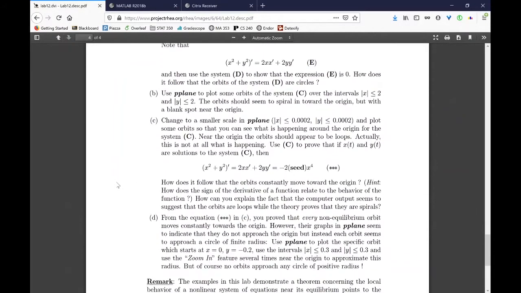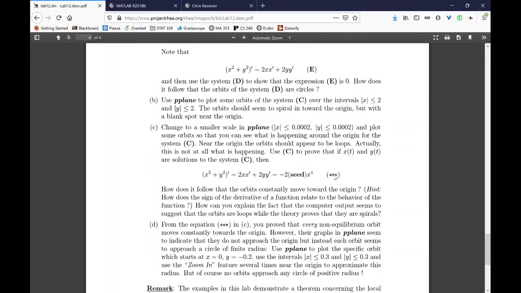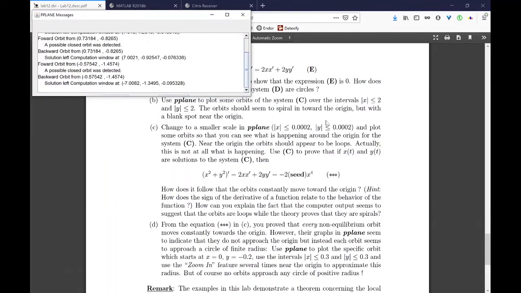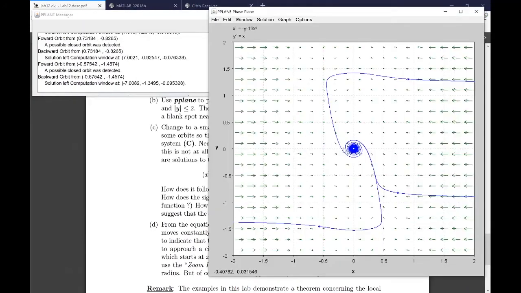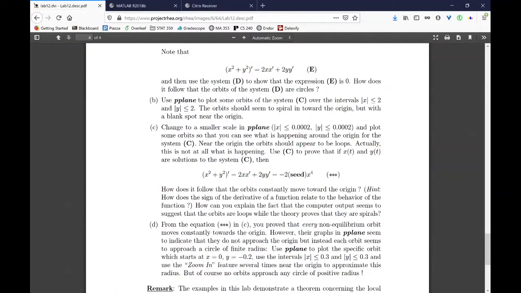So those are some systems. The orbits should seem to spiral in toward the origin, but with a blank spot near the origin. If you see right here, there does seem to be a small blank spot, right? So for C, we're going to look at it more closely, change to a smaller scale in p-plane. So we're going to be doing x is less than 0.0002 and y is less than 0.0002.